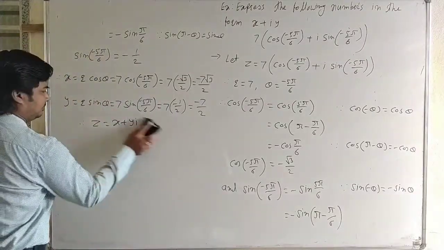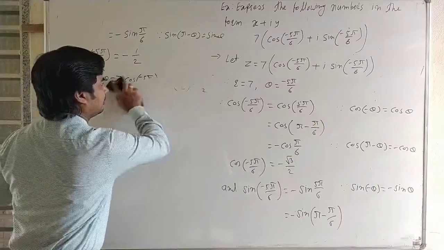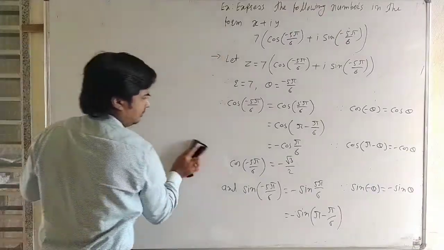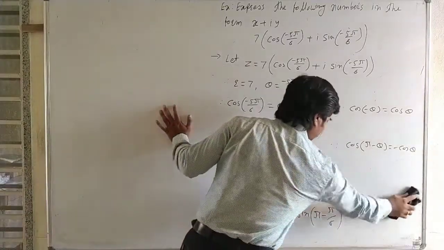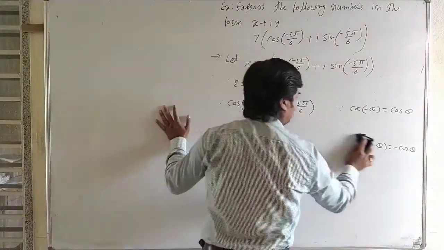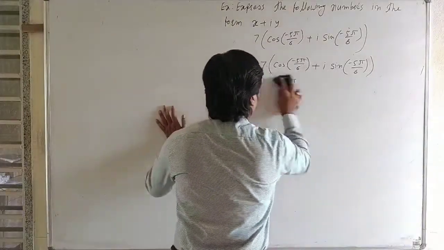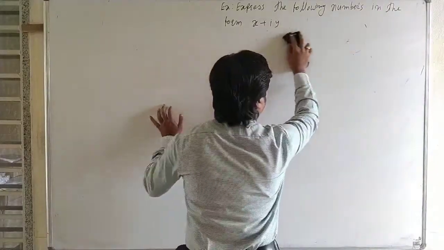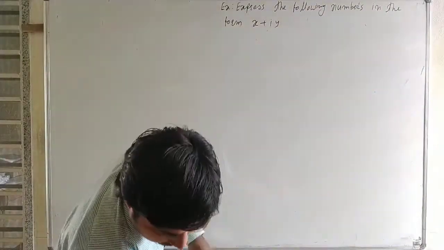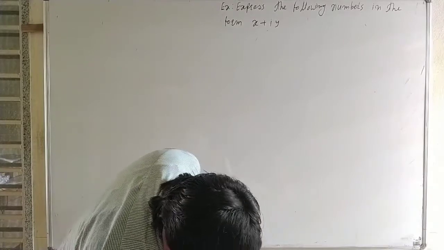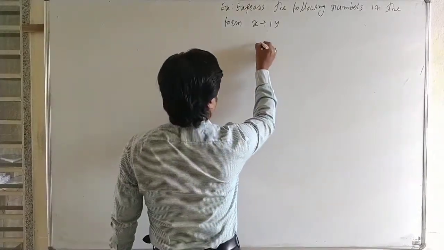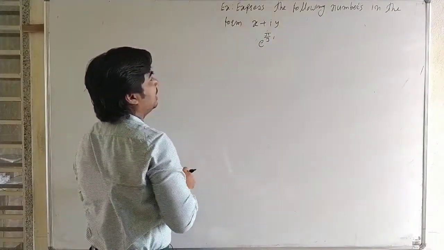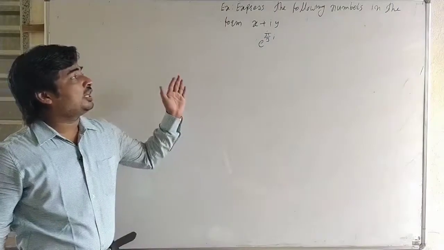Now next. Next example, e to the power pi by 3i. Okay, the complex number in the exponential form.